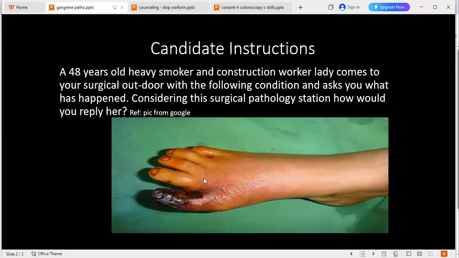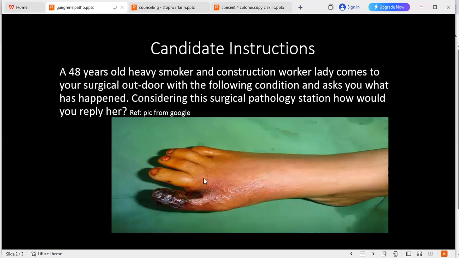So who would you involve in the management of this patient? I will involve plastic surgery, a vascular surgeon and an orthopedic surgeon. Okay. Right. And you'll also check her lipid profile, etc.